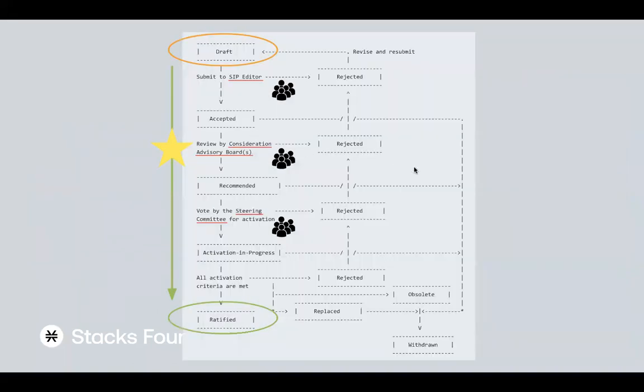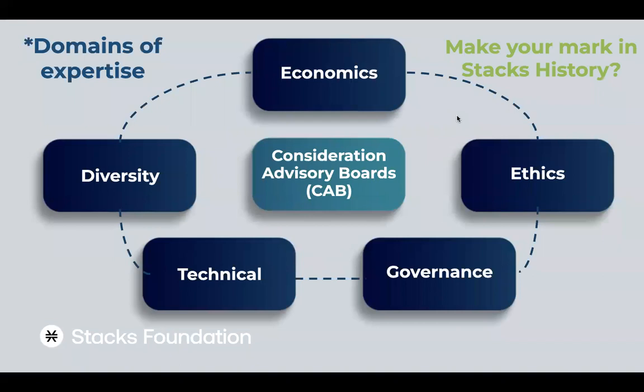I'll just talk a little bit since we have a few people that might not have heard it before. I'm currently looking for consideration advisory board members and SIP editors, but prioritizing the consideration advisory board, so-called CAPs. That will be a really key part of the SIP reviewing process and will help the whole community vet anything that comes through the door. And it's from different angles: economics, diversity, technical, governance, and ethics.